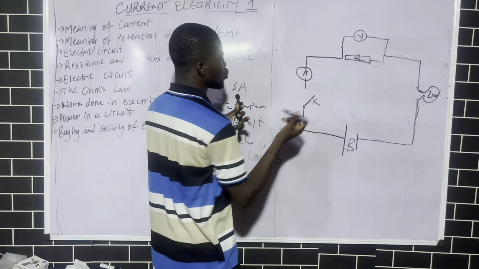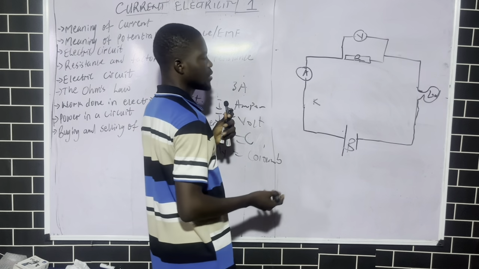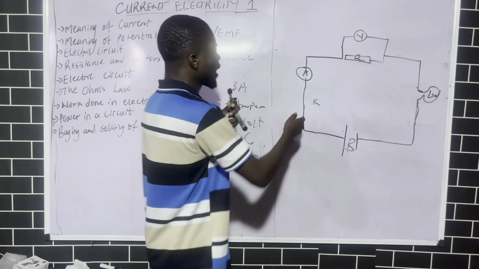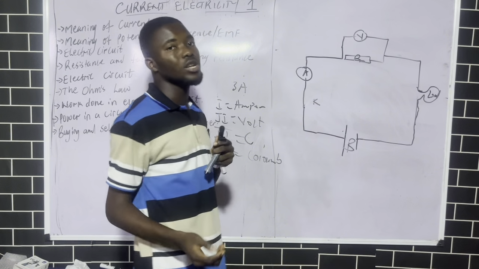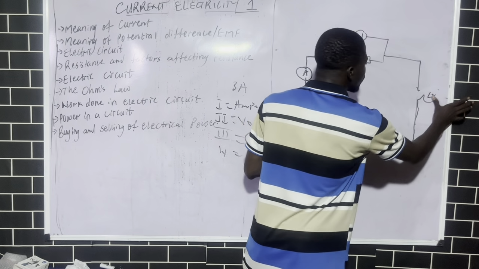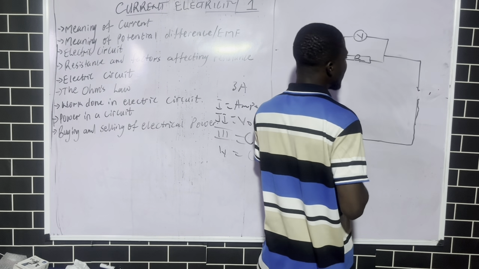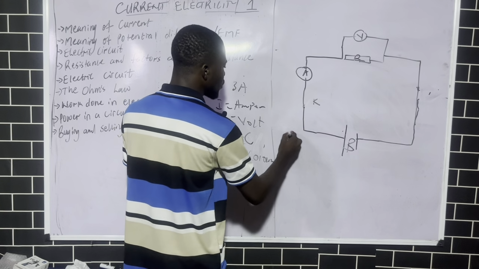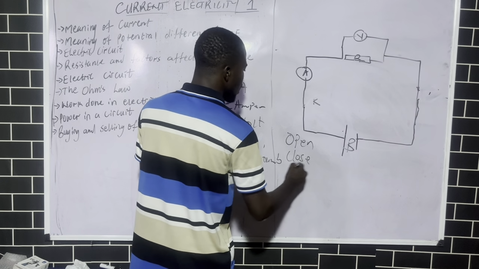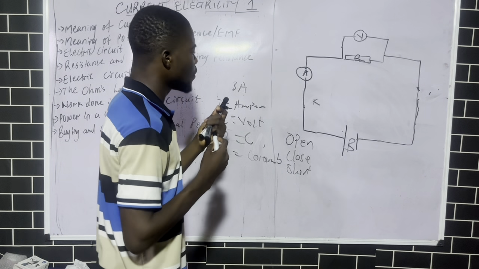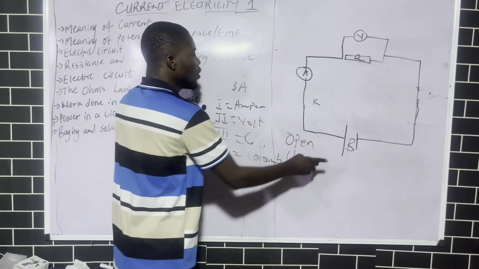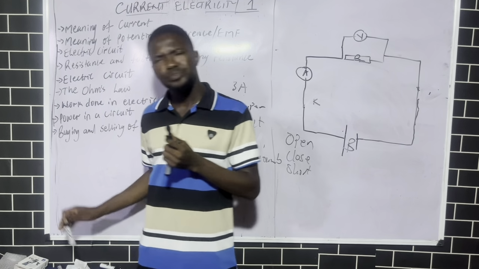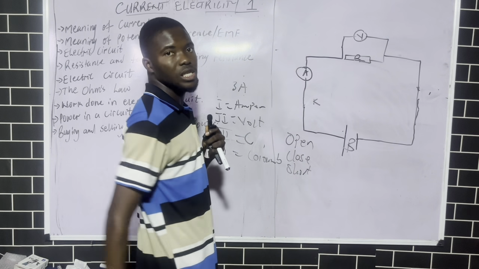But if the key is closed, like this, the current will continue. The circuit is known as what? Closed circuit. Very important to take note of that. When the key is closed, it's a closed circuit. When the key is open, it's an open circuit. When there is no load attached, the circuit is called a short circuit. So we have three kinds of circuits: open circuit, closed circuit, and short circuit. Open circuit when the key is open, closed circuit when the key is closed, short circuit when there is no load. I hope you are following me. This is how we differentiate the three kinds of circuit.